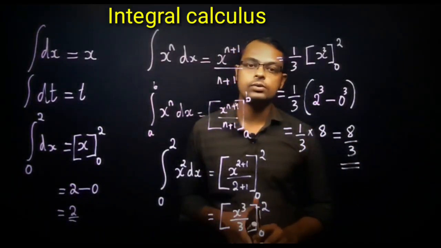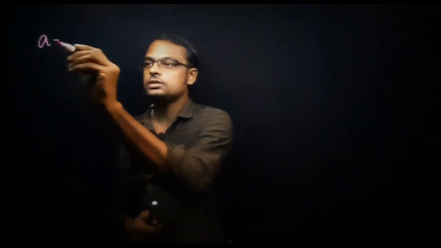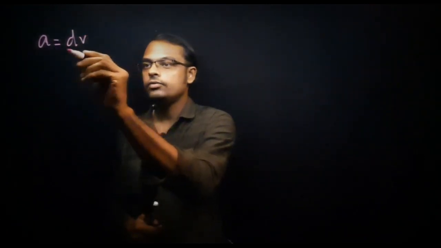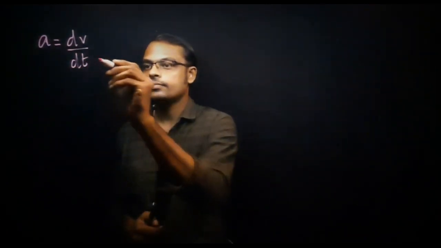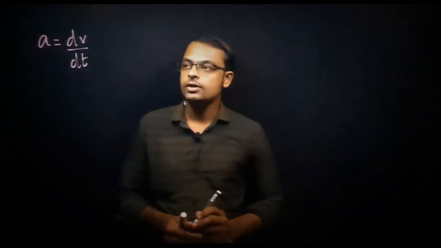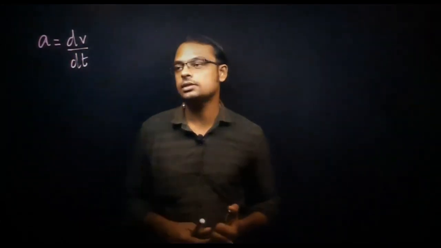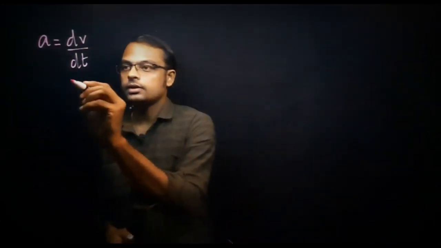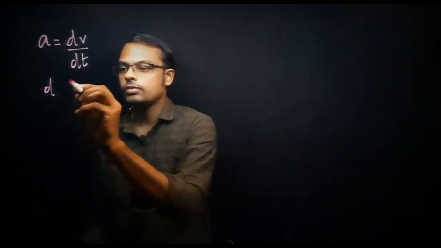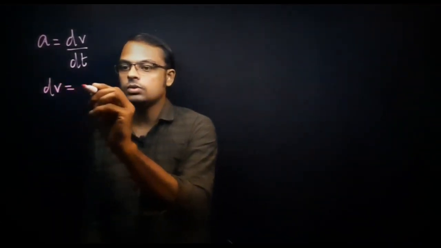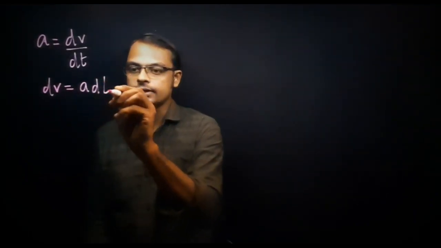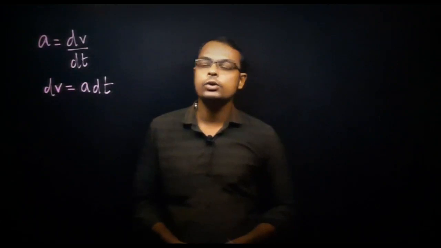Now let's move to our example question 3.3. Now let's derive the first equation of motion by the method of calculus. For that, we already know the formula: acceleration is equal to dv divided by dt. That is, the first derivative of velocity is called what? Acceleration. We have already discussed this in the previous topic. Now you can rearrange this formula. I can write this formula as dv is equal to a into dt.